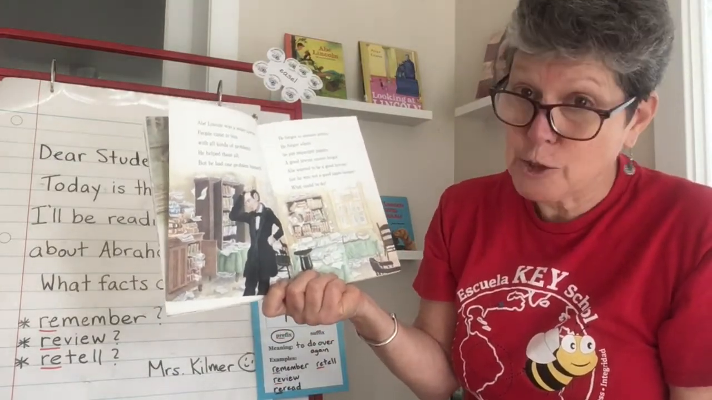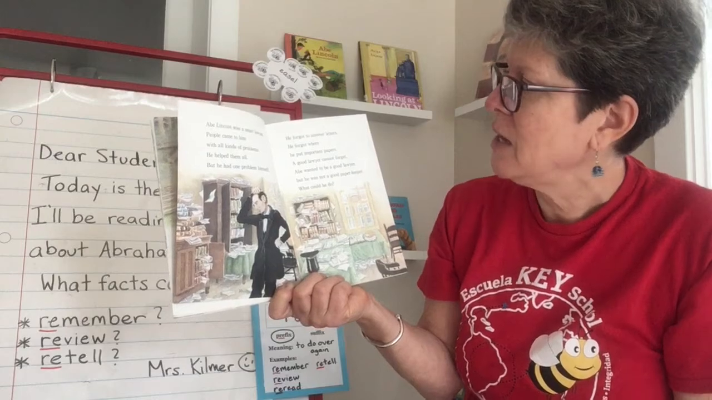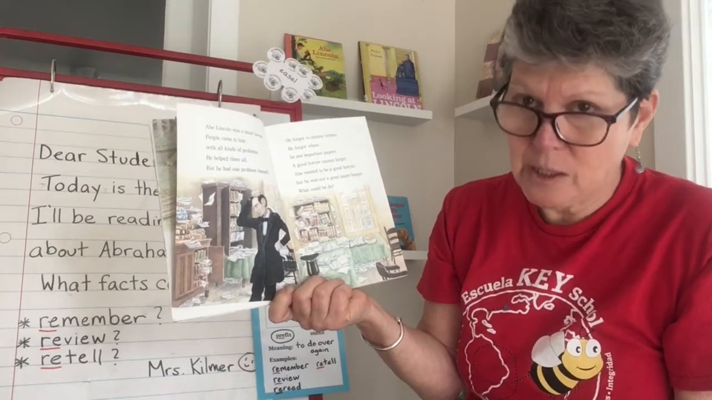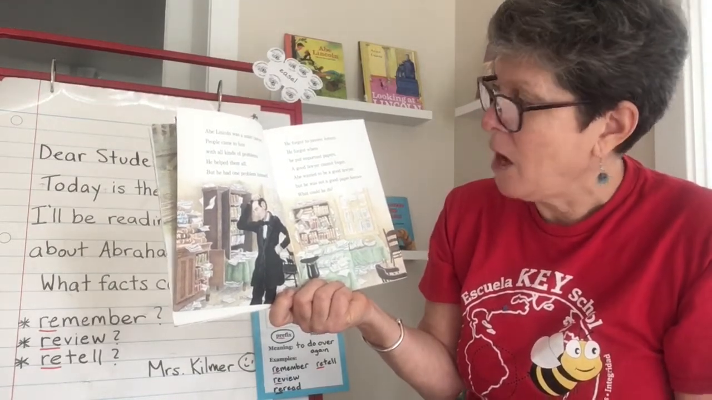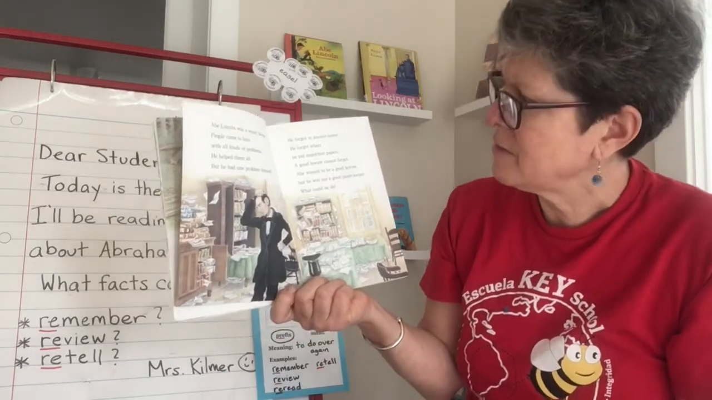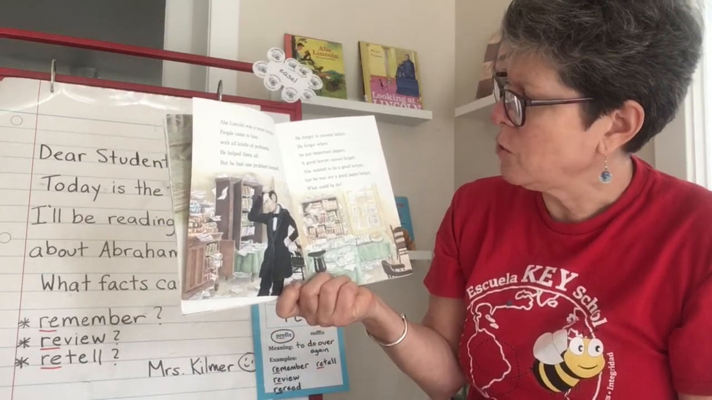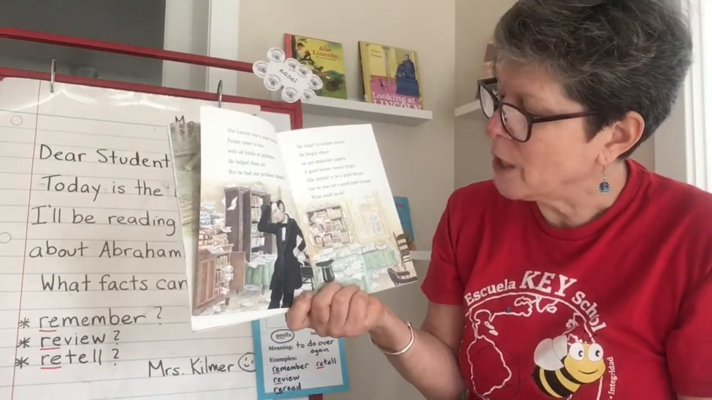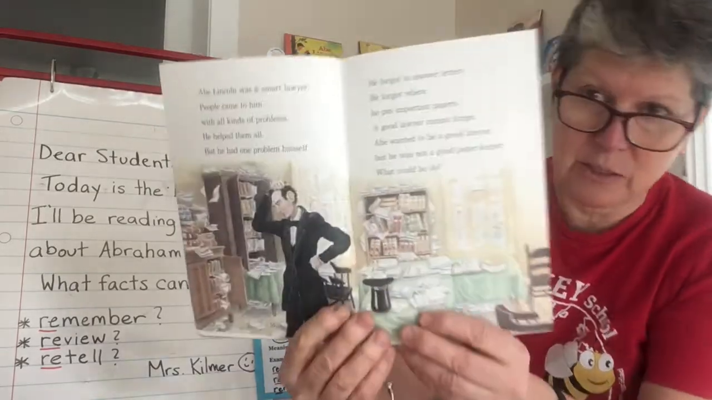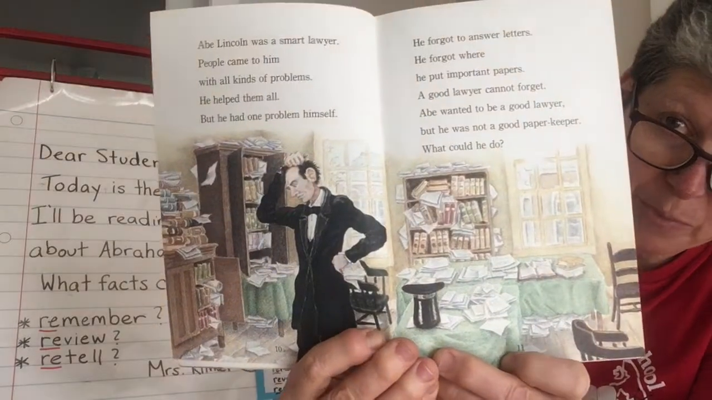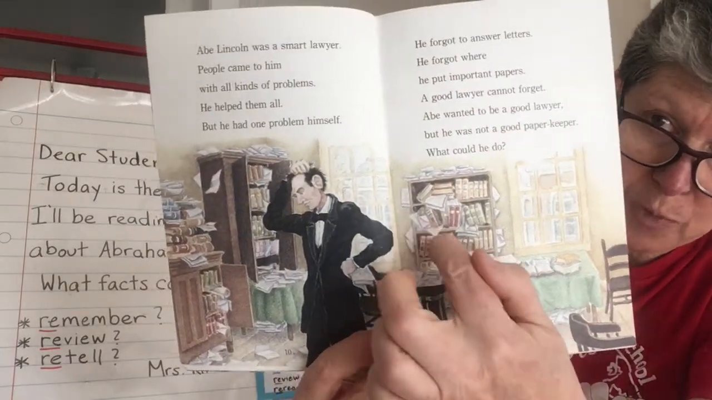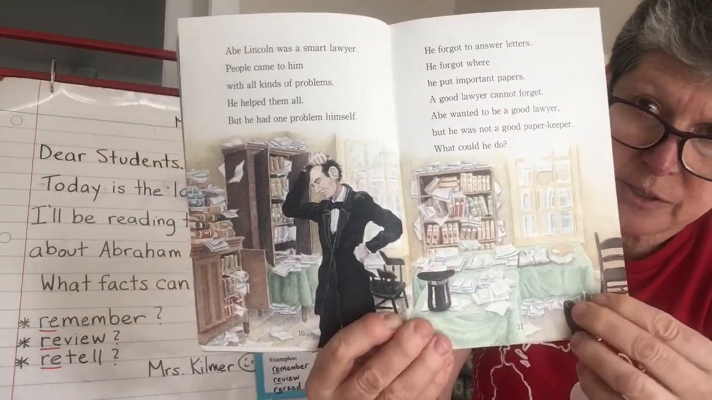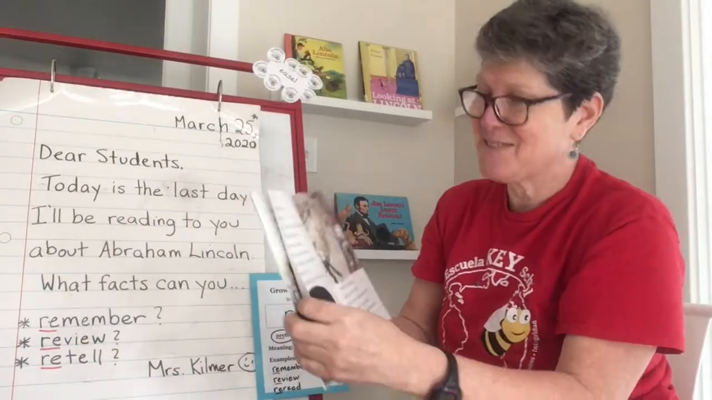He forgot to answer letters. He forgot where he put important papers. A good lawyer cannot forget. Abe wanted to be a good lawyer, but he was not a good paper keeper. What could he do? Oh my goodness, look at his office. Piles of paper everywhere, piles of papers pouring out of the bookshelves. Goodness gracious. Gotta stay organized.